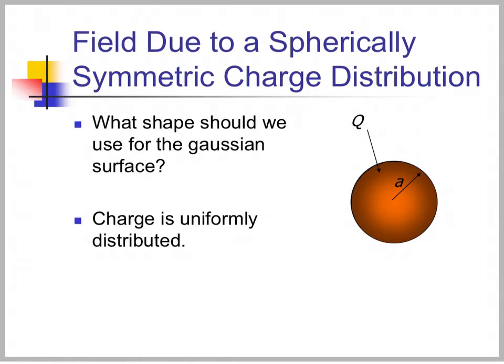Well, what about a different thing? What if we have a spherically symmetric charge distribution? So let's assume I've got a sphere of charge, radius a, and that charge is uniformly distributed everywhere. What shape should we use for the Gaussian surface? I want you to think through this for a second. What shape could we use that the electric field could be argued to be constant over the surface, or that the electric field, due to symmetry, has to be perpendicular or parallel to the surface?